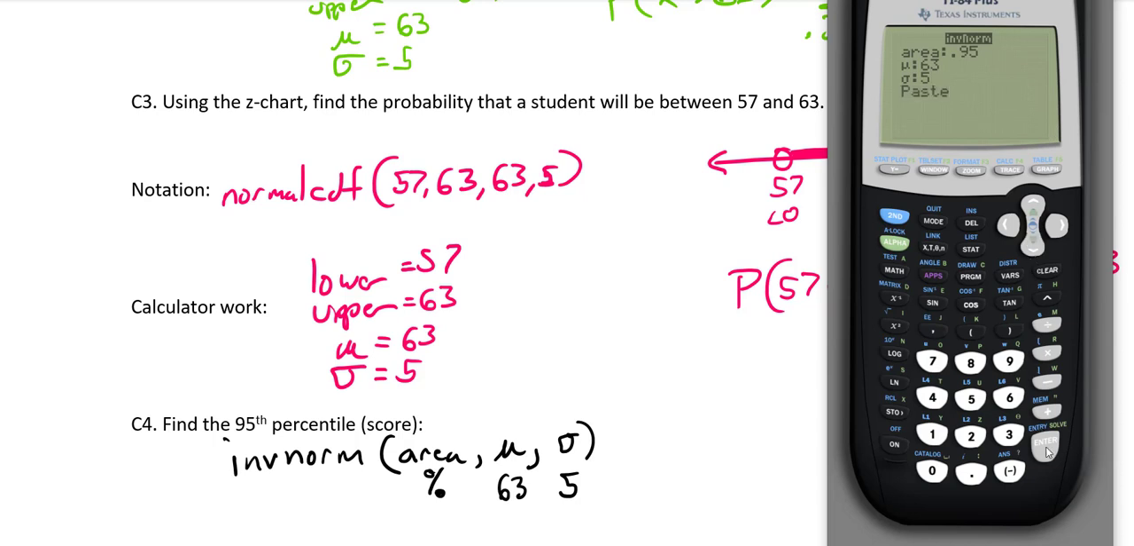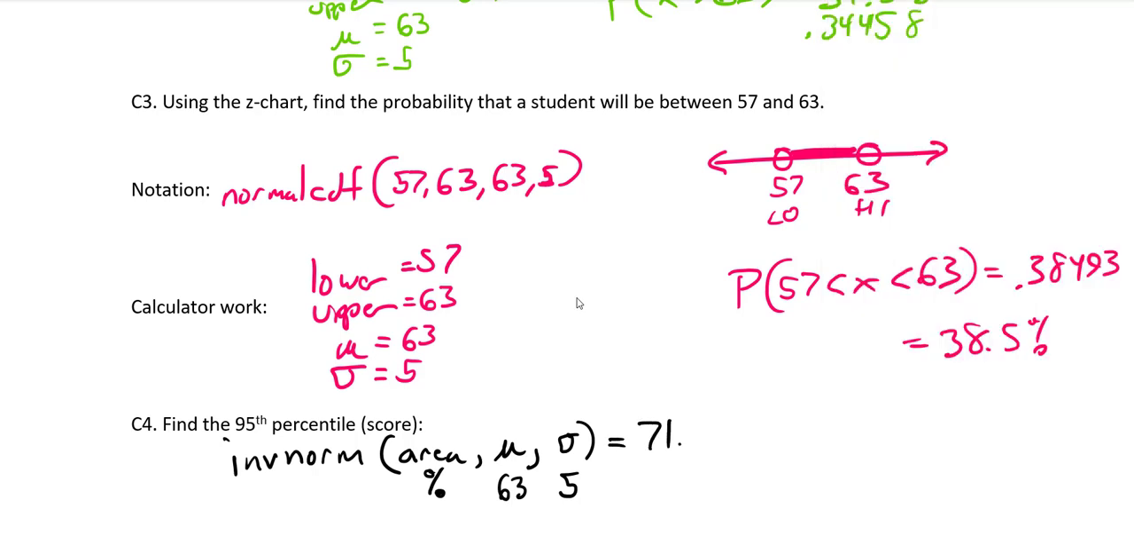So let's go to paste, and what inverse norm is going to do is give us the x value. So bam, 71 on that test. If you just get a 71.2 on that test, that would get you in the 95th percentile. And again, doing this on the calculator is saving us a ton of work.